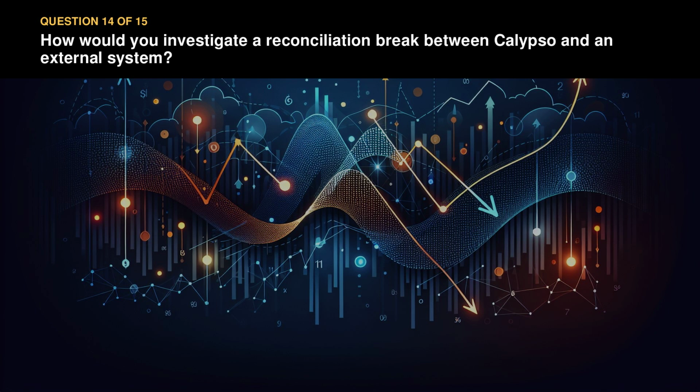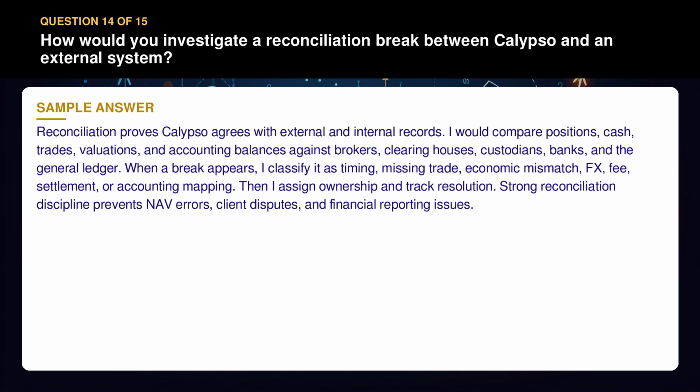Question 14. How would you investigate a reconciliation break between Calypso and an external system? Reconciliation proves Calypso agrees with external and internal records. I would compare positions, cash, trades, valuations, and accounting balances against brokers, clearinghouses, custodians, banks, and the general ledger. When a break appears, I classify it as timing, missing trade, economic mismatch, FX, fee, settlement, or accounting mapping. Then I assign ownership and track resolution.